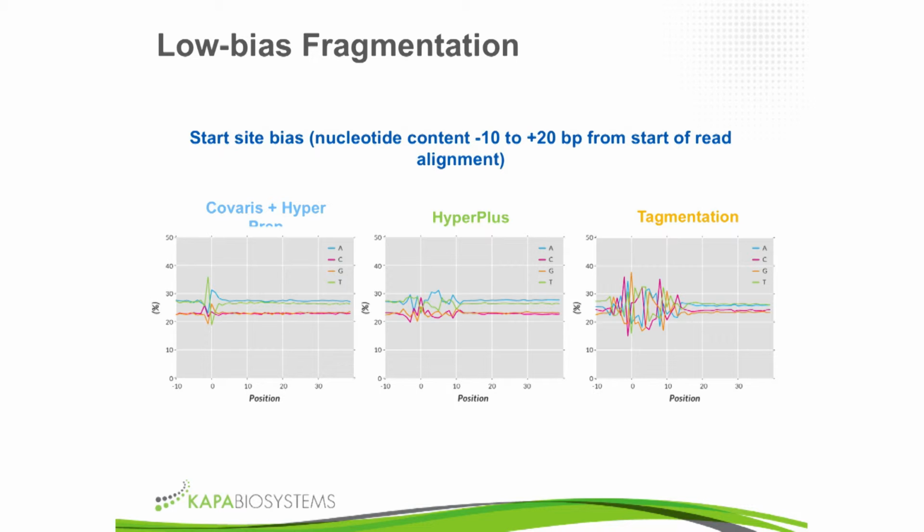Looking at the first few bases near the start site, we see that the HyperPlus nucleotide content is a little less uneven than that of the gold standard Covaris plus HyperPrep, but it is much more even than that of the tagmentation-based approach.